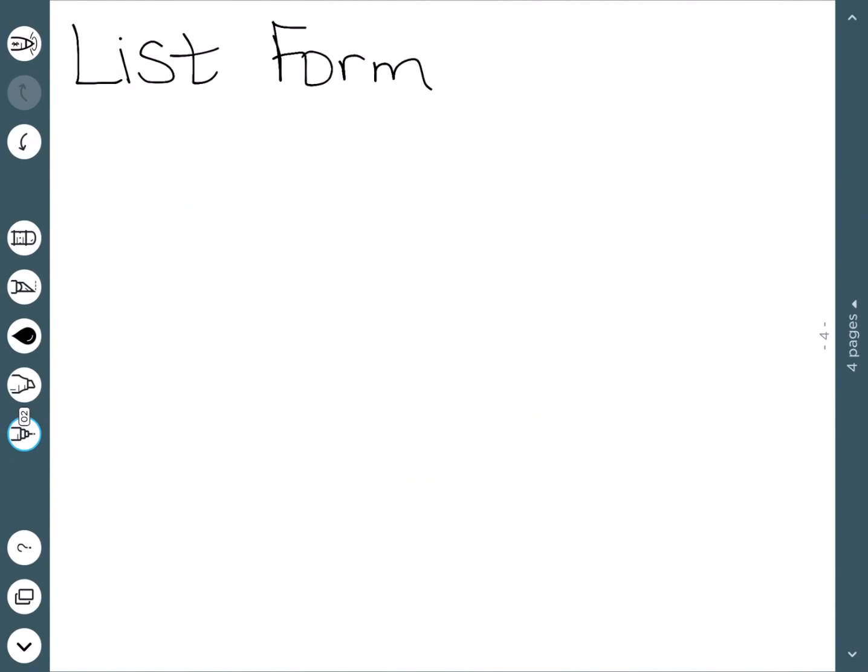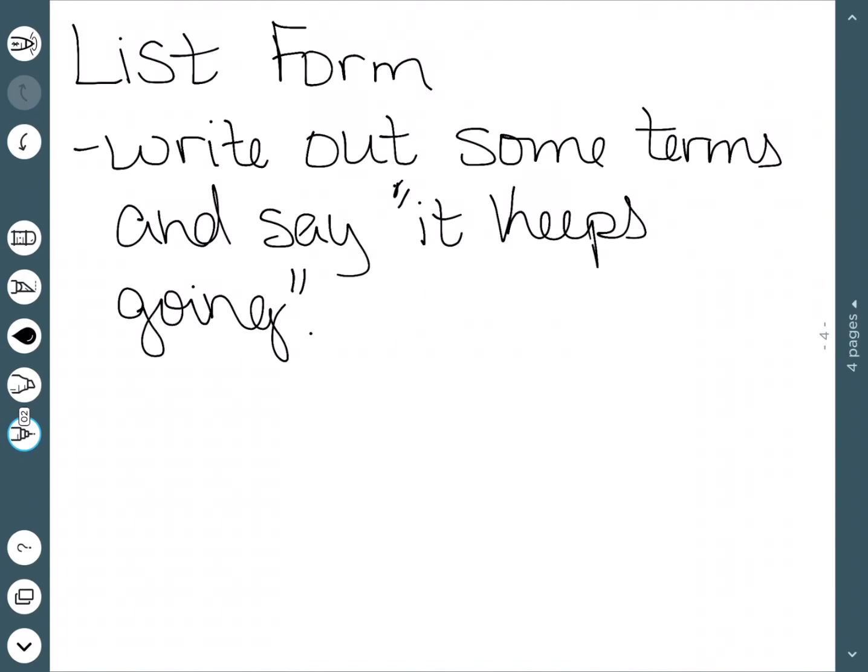Another way we can define a sequence is in list form. In list form, we just write out some terms and then say it keeps going, usually with an ellipsis. And this is not ideal because whenever I write out a few terms and then say it keeps going in this pattern, I'm assuming that you can recognize the pattern in the first place, and if you can't recognize that pattern, this can be kind of difficult.